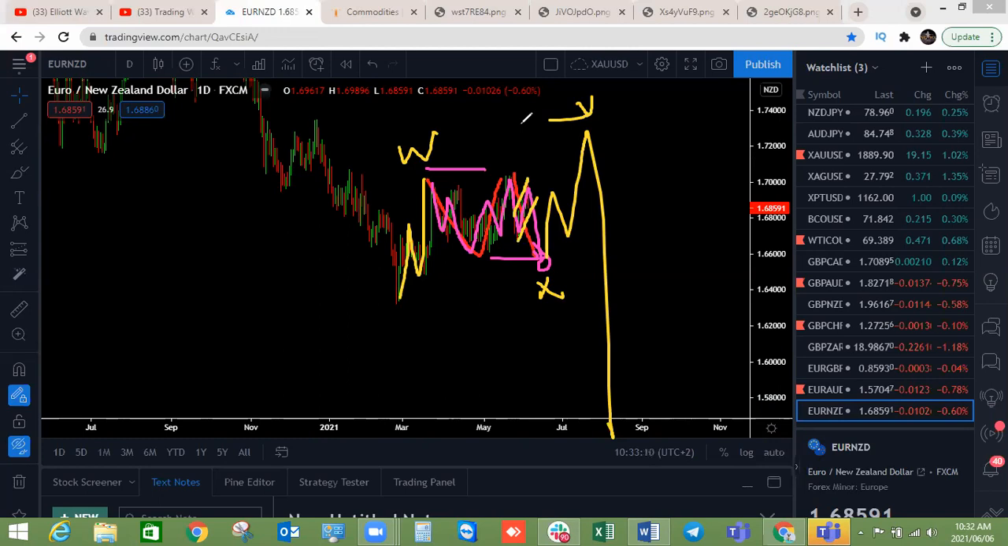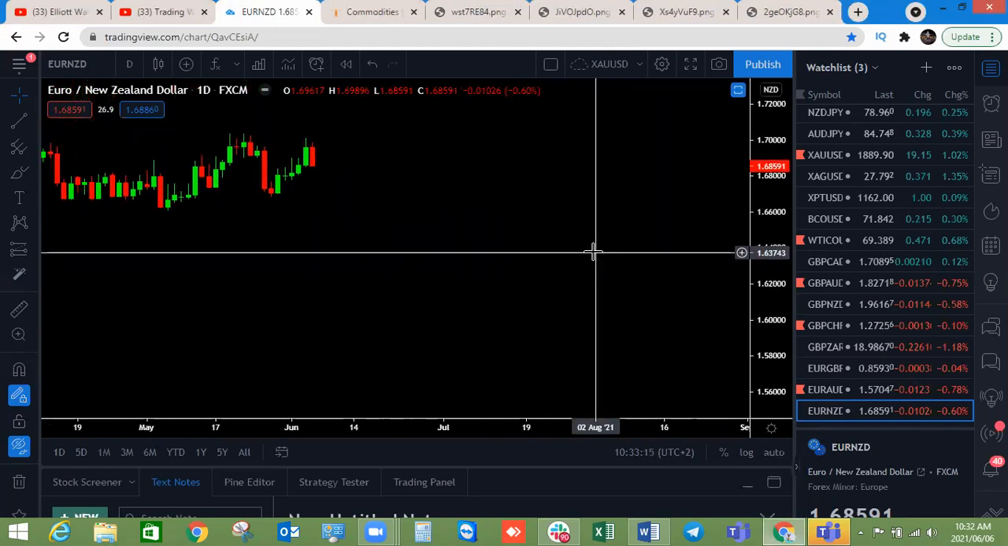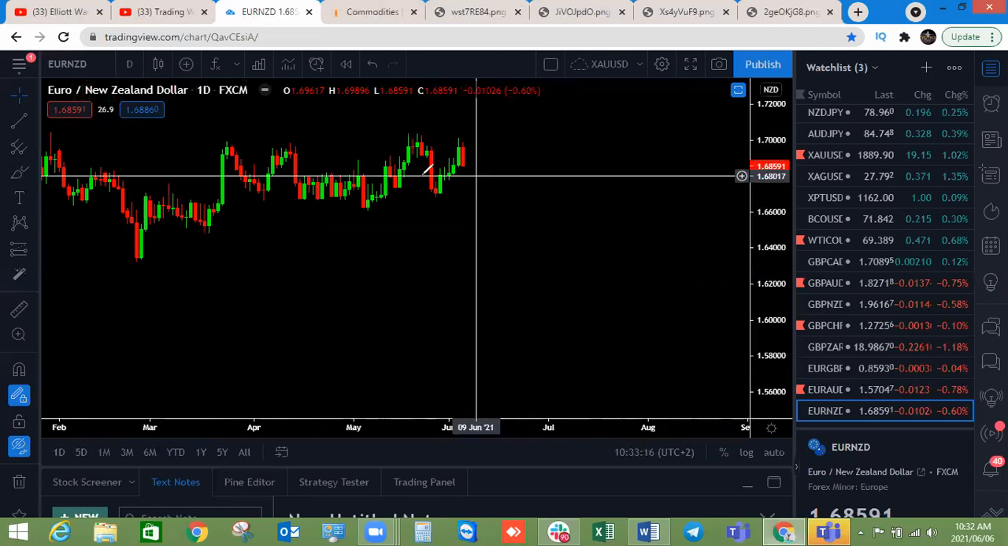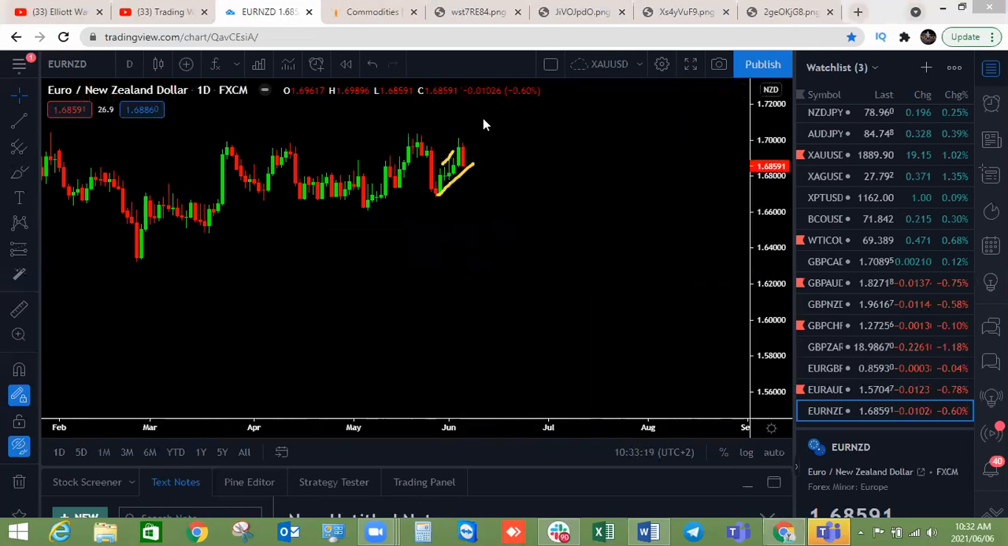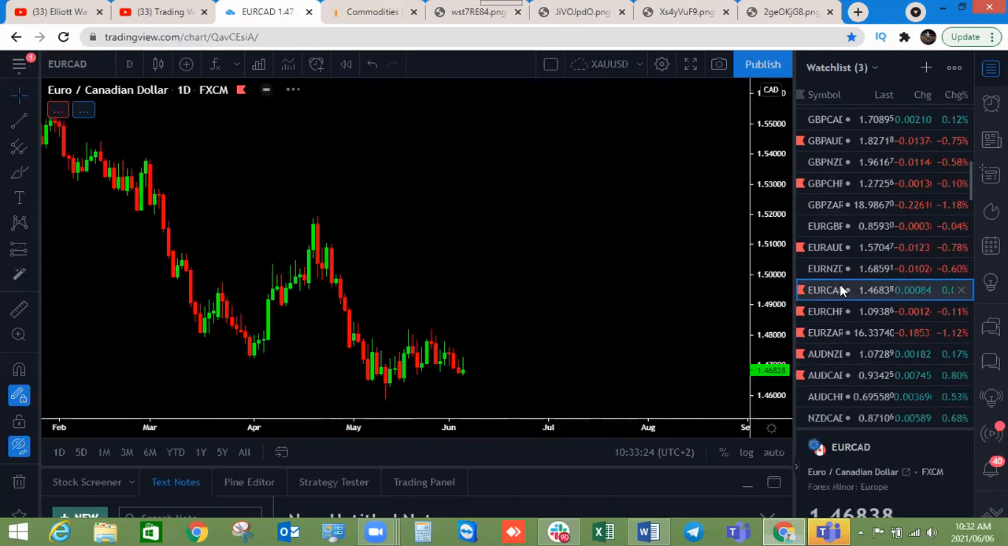Going to be watching for that around that level. Okay, so that is Euro New Zealand. Structure that we'll be looking for in the week is this one. All right, those are the Euro pairs, EURCHF. This was our trade of the week.